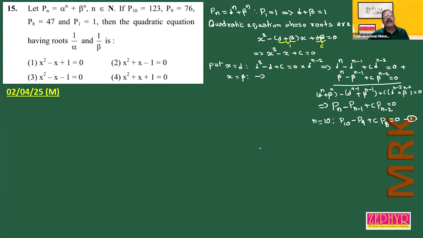Now P10, P9, and P8 are given. Therefore, what is P10? 123, minus P9, 76, plus C into P8, which is 47, equal to 0.